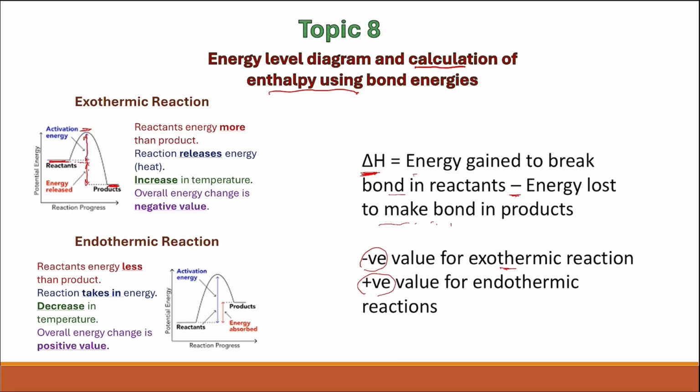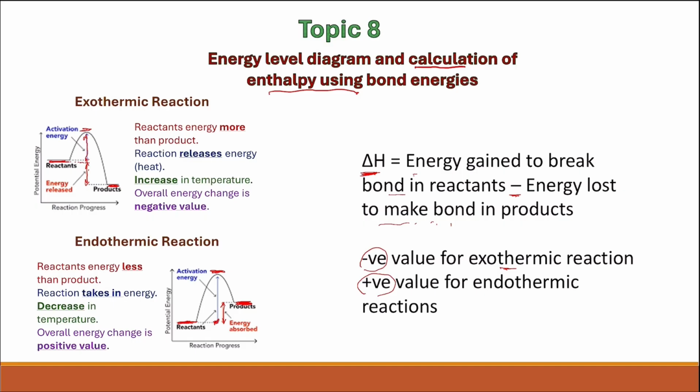As you can see, for this reaction there will be an increase in the temperature because the reaction will release energy or release heat. The overall energy change here will be a negative value. An endothermic reaction is the opposite. The energy of the reactants will be less than the energy of the products. Again, heat will be taken in, the temperature will decrease, and the overall energy change will be a positive value. Don't forget, activation energy will always be the difference between the energy of the reactants and the highest point. The overall energy change will be the difference between reactants and products.